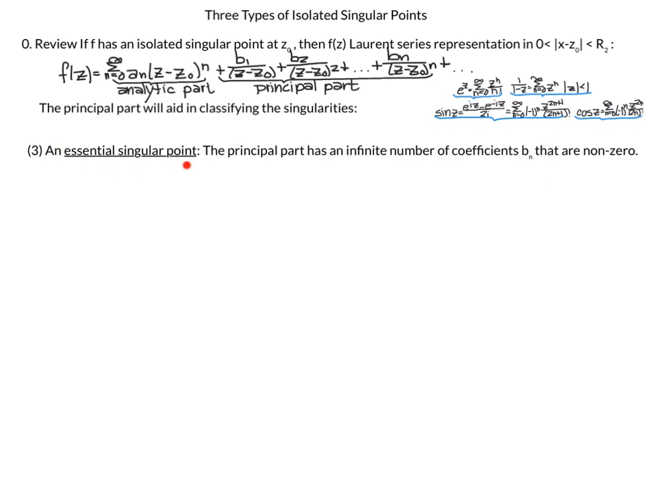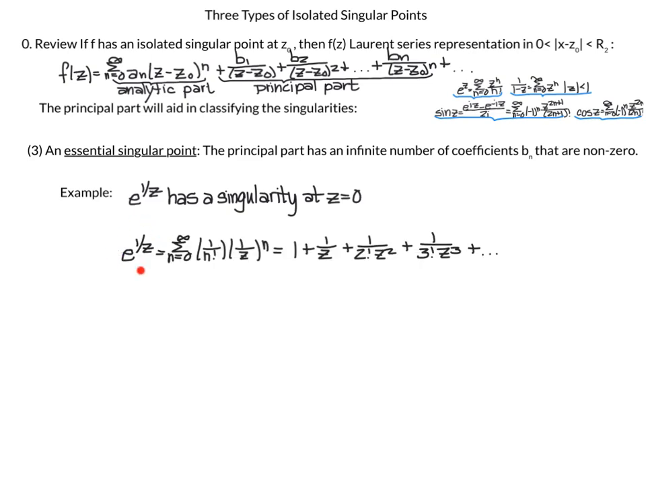Our last type of singularity is the essential singular point. An essential singular point is one where the principal part has an infinite number of coefficients b_n that are non-zero. Our example is e to the 1 over z, which has a singularity at z equals 0. Our e to the z has this summation formula over here, exactly the formula we have. So we have the sum from n equals 0 to infinity of 1 over n factorial times 1 over z to the n, which looks like this. There's the 1 that's analytic, but everything else is principal part. The principal part is infinite, which means that z equals 0 is an essential singularity, and the residue at z equals 0 is equal to 1.